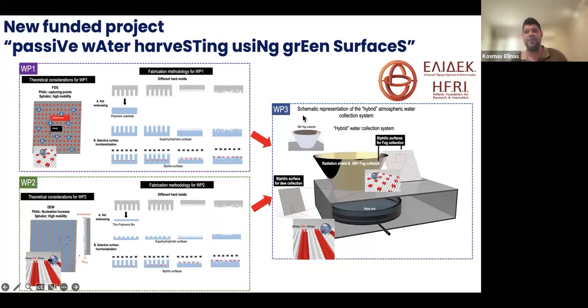And this is the project I was telling you about. So we are trying to use an easy to implement technology, which is hot embossing and create micro and nano textures, and then create biophilic surfaces of different shapes, different designs, different ratios, in order to have the optimum surface for dew and the optimum surface for fog, and incorporate them inside a single device that can be then scalable to larger devices that can be installed in remote areas and provide several liters of water per day.